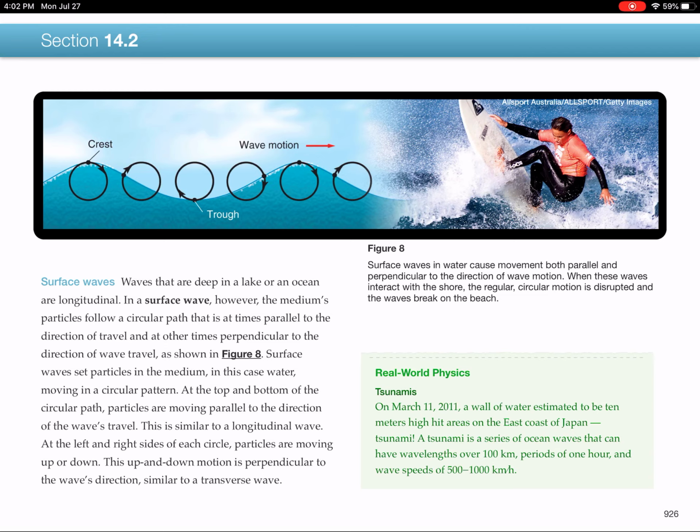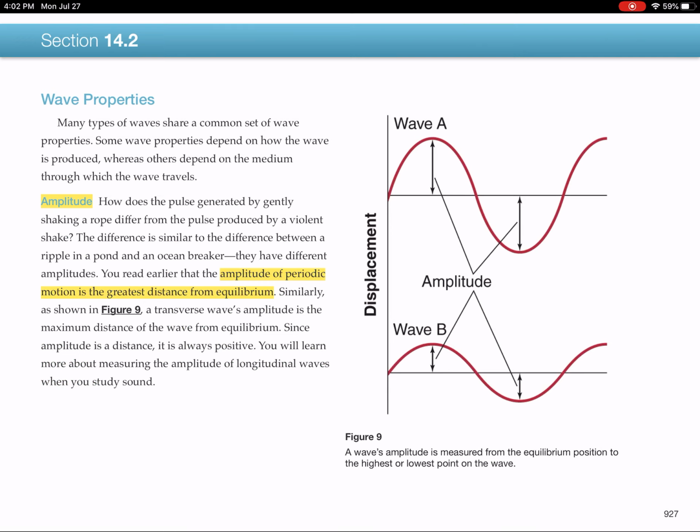The next page basically shows the crest and the trough, the top and the bottom of a wave, and that's going to be important to us. There are many wave properties besides crest and trough. One is amplitude. Amplitude basically is the energy of the wave, and so it's how big that particular crest and trough are. So if you take a look, you'll notice wave A on the right-hand side is much farther up from that central line. That central line, by the way, is called the equilibrium. And so it's much higher on wave A than it is on B. So the amplitude of A is bigger than the amplitude of B.